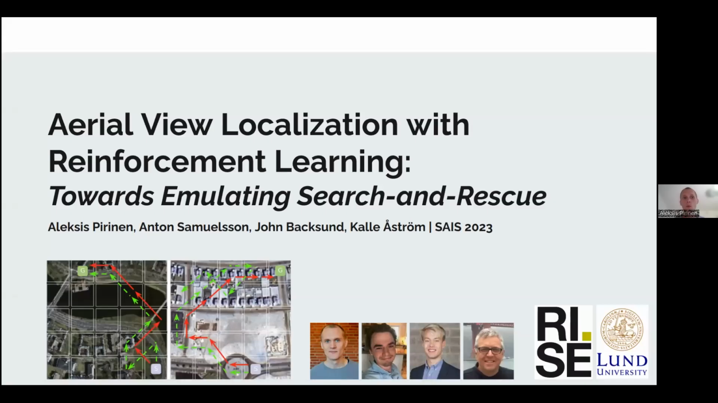So I'm presenting our work, Aerial View Localization with Reinforcement Learning, towards emulating search and rescue. This work was done together with Anton Samuelsson, Jon Baxen, and Kalle Åström at Lund University.